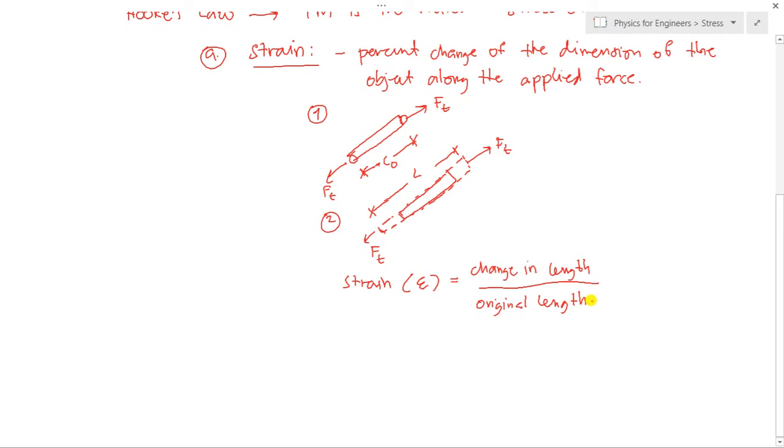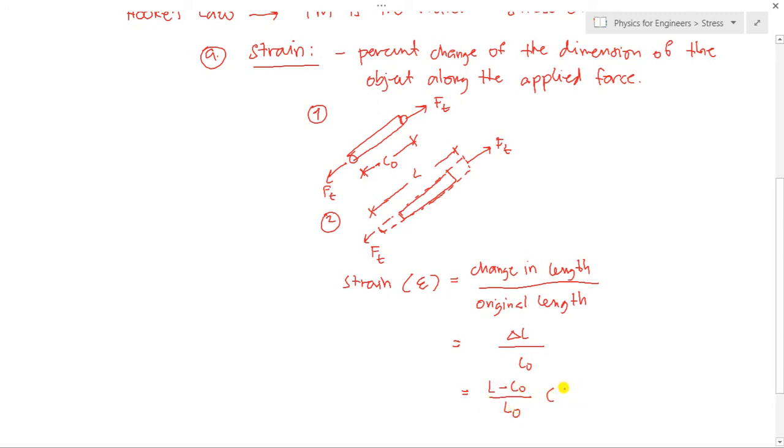It is also called a percent change. So what is our change in length? We can denote that as delta L. Delta L all over the original length L0. So what is delta L? Delta L is just the final L minus L0, all over L0.